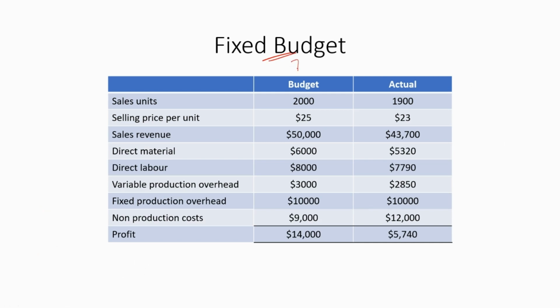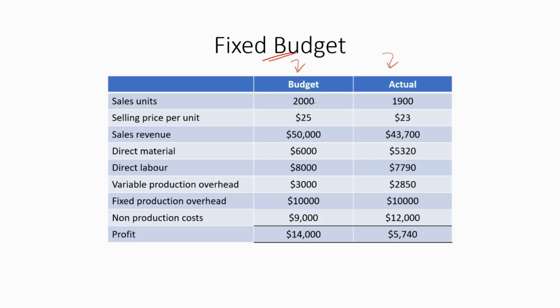As you can see, this column contains the fixed budget amounts and this column contains the actual amounts. Actual amounts can only be obtained after the budget period, which means the actual performance has to be measured in order to obtain the actual values. Until then, budget amounts will be used. These budget amounts will not be changed until the actual performance is measured.